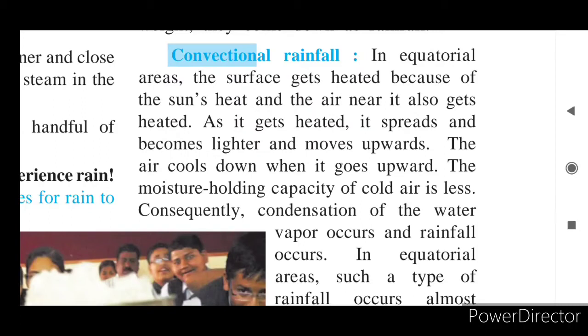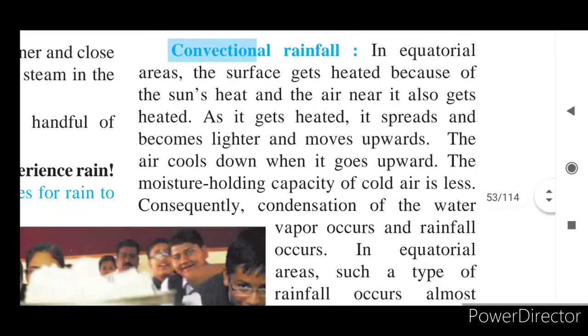The surface gets heated because of the sun's heat, and the air near it also gets heated. As it gets heated, it spreads, becomes lighter and moves upward. The air cools down when it goes upward. The moisture holding capacity of the cold air is less. Consequently, condensation of the water vapor occurs and rainfall occurs.